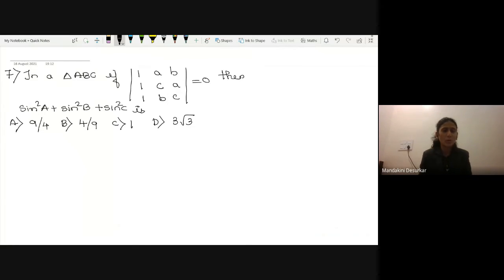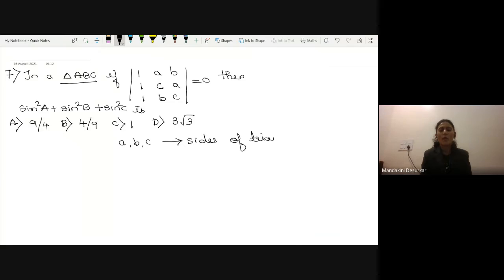Now, what I need to do here, what is said? Only triangle ABC. Have they mentioned which triangle this is? So, the best way I can deal with this is to assume that it is an equilateral triangle. Why did I take an equilateral triangle? If I say equilateral triangle, all the sides are equal. So A, B, C are the sides of the triangle.